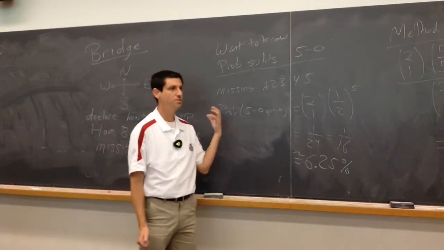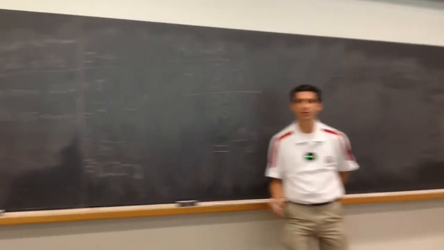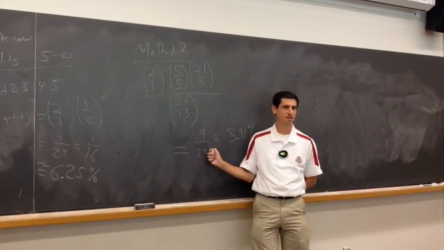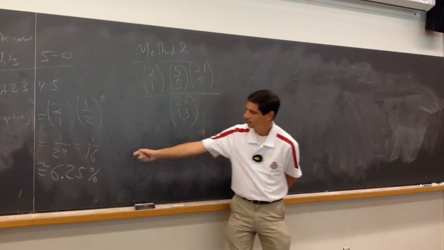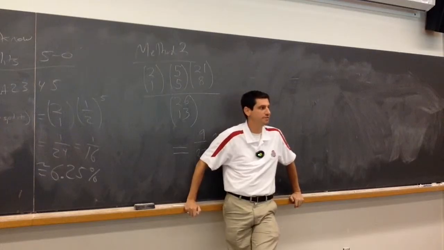And when you simulate this many, many, many times, it turns out your answer is going to be extremely close to 3.91%. This is going to be winning. It's not going to be 6.25. These numbers differ by a significant amount. Simulations will detect the error.